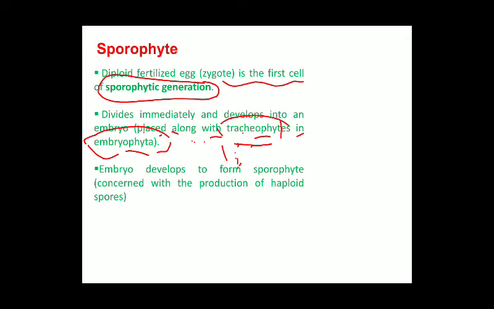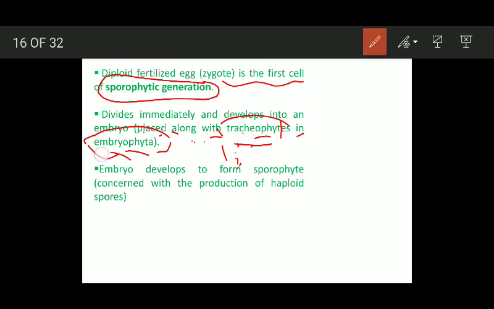The embryo later on develops to form the sporophyte. Okay, जो embryo होता है it develops further and forms the sporophyte. Now this sporophyte in case of bryophytes and other plants is concerned with the production of haploid spores. Sporophytes spores बनाते हैं, gametophytes gametes बनाते हैं. Okay, clear? So we have the zygote that divides to form the embryo, and embryo divides further to form the sporophyte, and this sporophyte produces the spores with the help of meiosis.